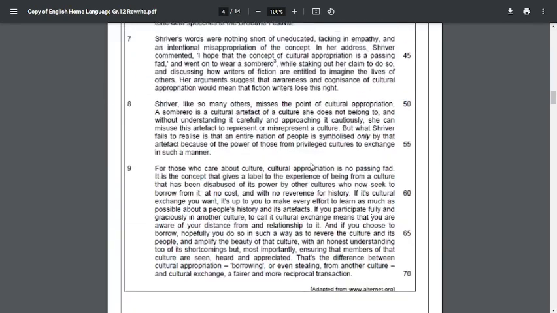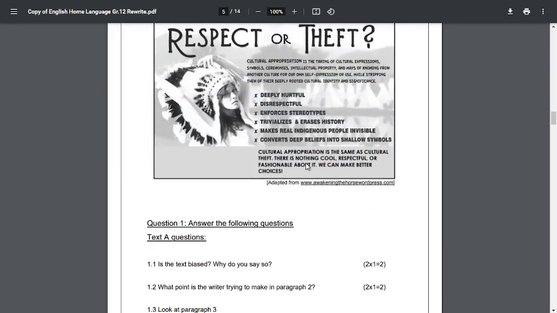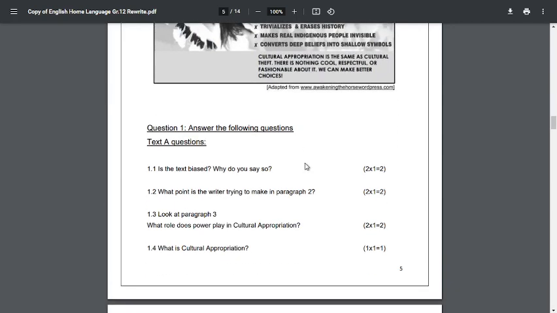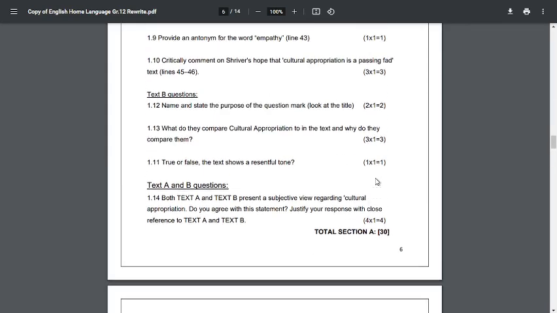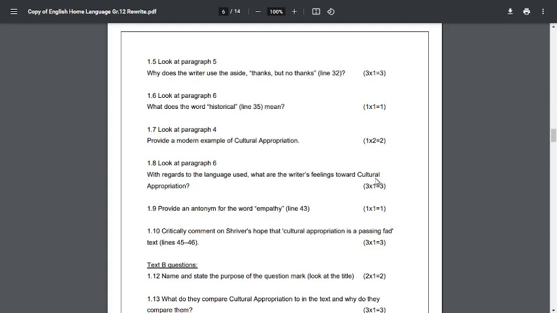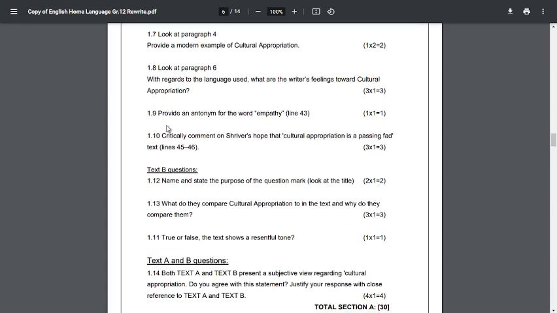So comprehensions, just make sure you're answering for the correct text. You're looking at the correct text, and look at the marks. They are very important. Okay. Let's see if there's anything else interesting here. Critically comment. Critically comment on Shriver's Hope just means essentially explain in detail.